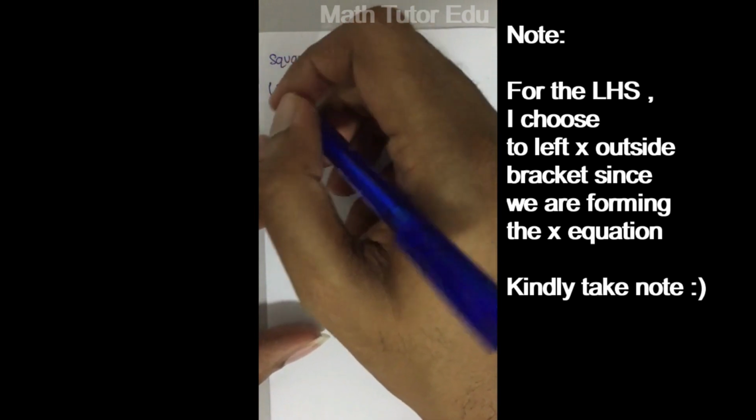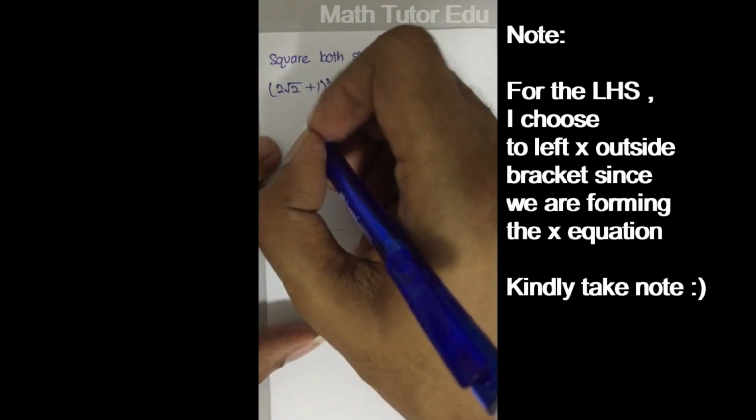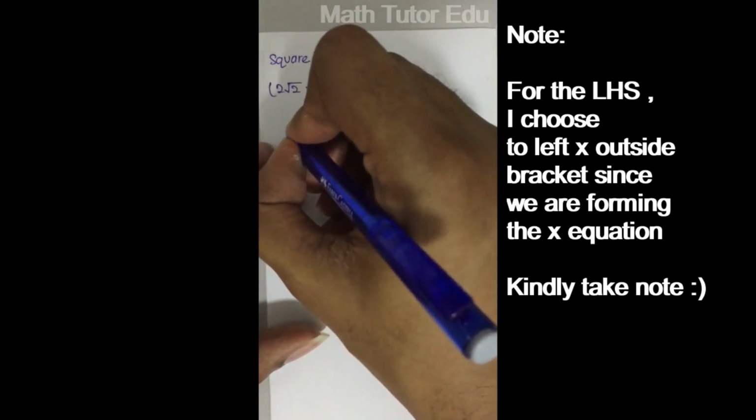So from here, (2 surd 2 plus 1) square. So from here you get 8.